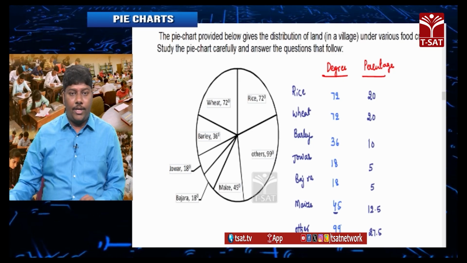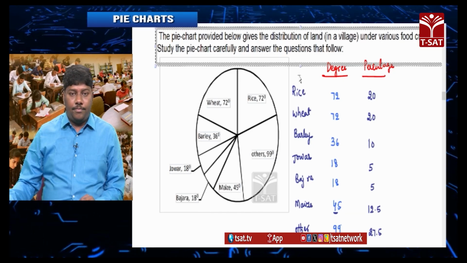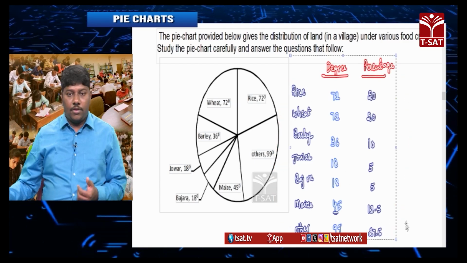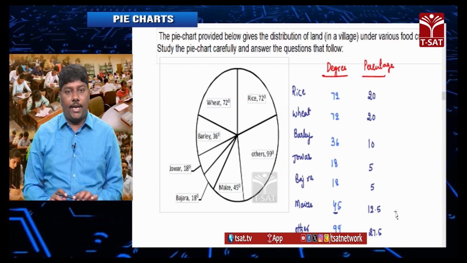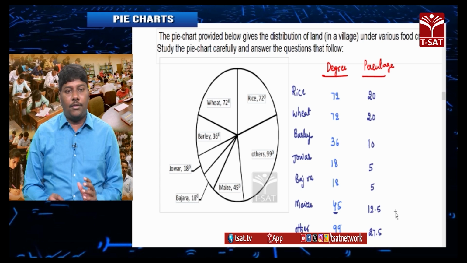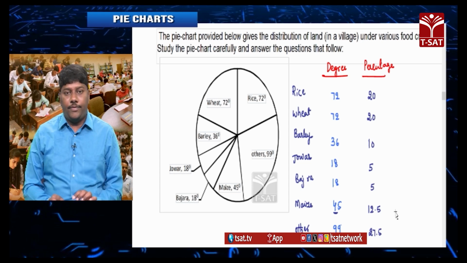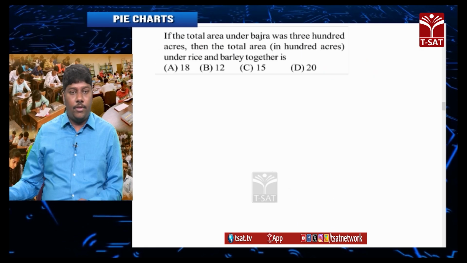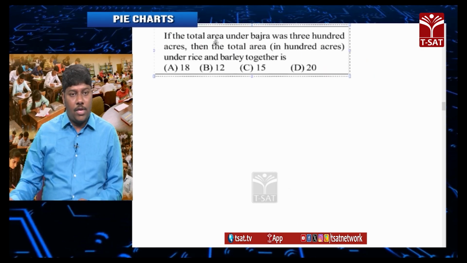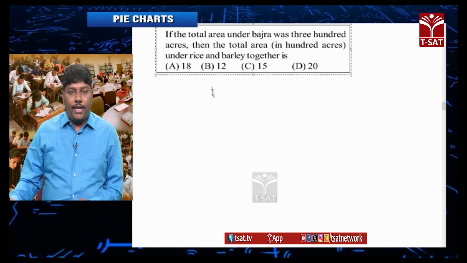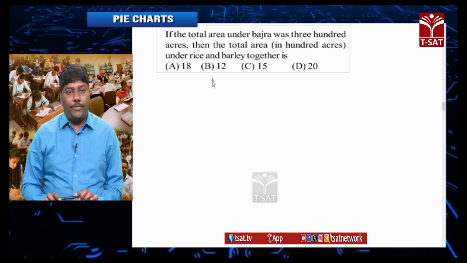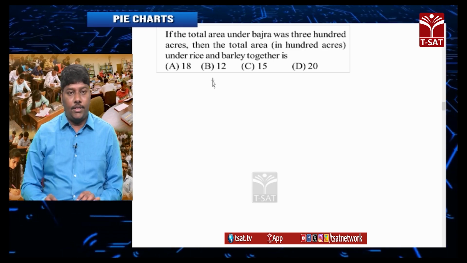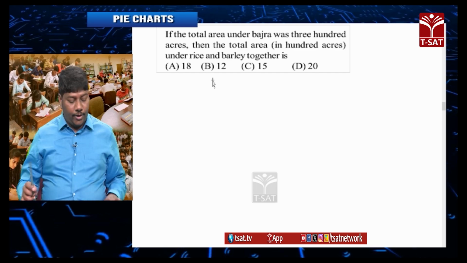Now, this data is very, very important for us. So, before we look at the questions, we need to have this data handy. Now, we don't need to go back to the graph because we have all the data which we required. Now, look at the question here. If the total area under the bajra was 300 acres, then the total area in acres under the rice and barley together?